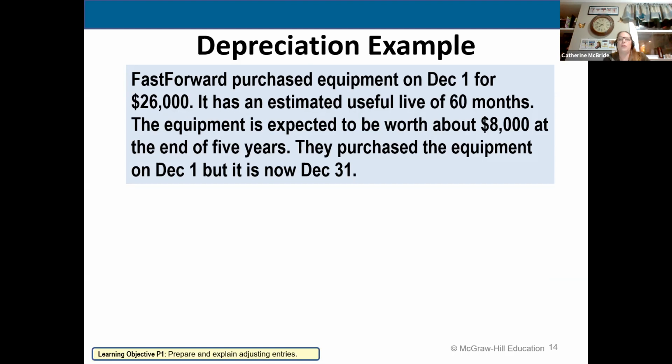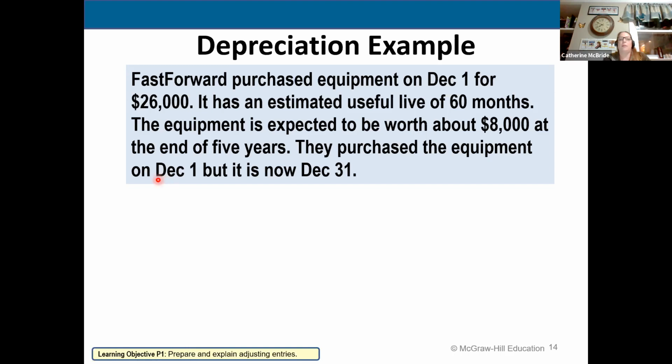Fast Forward purchased equipment on December 1st for $26,000. So we know that the cost is $26,000, and we recorded it on our balance sheet at $26,000. It has an estimated useful life of 60 months. The equipment is expected to be worth $8,000 at the end of 5 years. $8,000 is the salvage value.